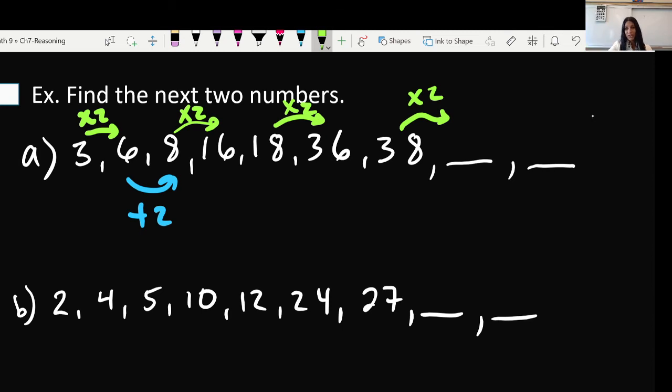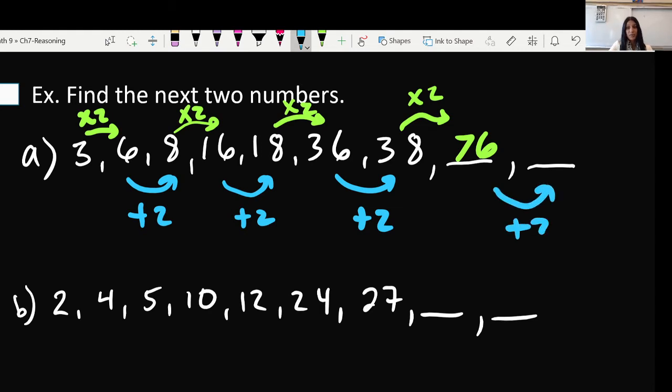So based on that, I have an idea of what the next one is probably going to be here. If I just multiply this by 2, I would do 38 times 2, and I'd get 76 there. So then this pattern at the bottom still happens. There to there is plus 2. There to there is plus 2. So based on that, I would think that's probably plus 2 as well. So the next one here would actually be 78.